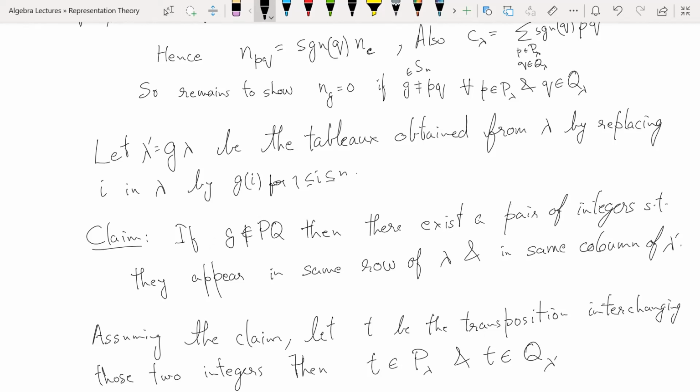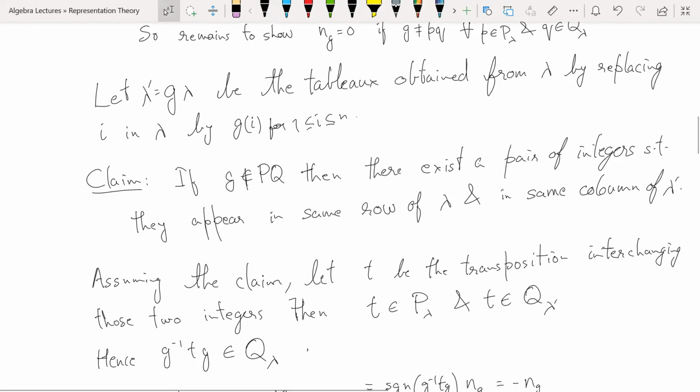But what does t belonging to Q lambda prime mean? It means that g inverse t g, what does it do? This is also a transposition. And what does this transposition do?